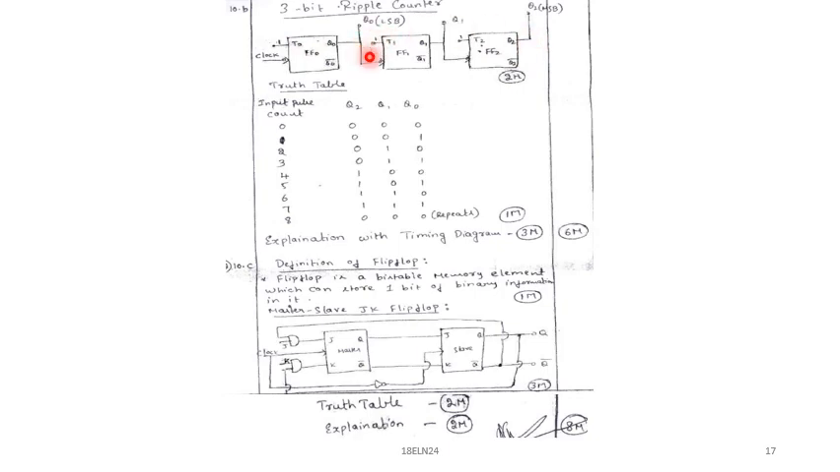So this is the logic diagram and it carries 2 marks. Then for the truth table I have to mention the counting values from 0, 0, 0 to 1, 1, 1. So the truth table is 1 mark, then the explanation with the timing diagram is 3 marks. I mentioned you have to draw the timing diagram also. So 2 plus 1 is 3. Total it is 6. So this is about the sequential circuit here.